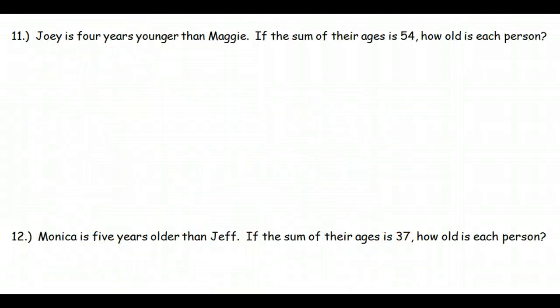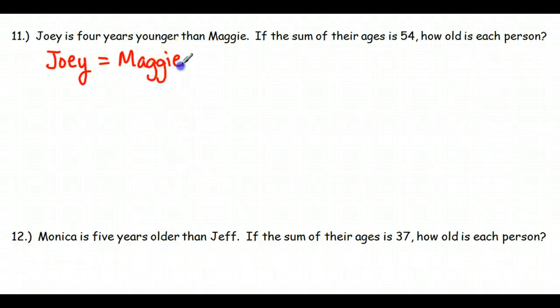All right, let's take a look at some word problems. Joey is 4 years younger than Maggie. If the sum of their ages is 54, how old is each person? Well, let's start and break this problem down. We know that Joey is 4 years younger than Maggie. So here's Maggie, and whatever her age is minus 4, I know equals Joey.